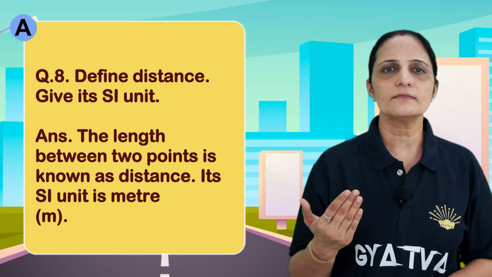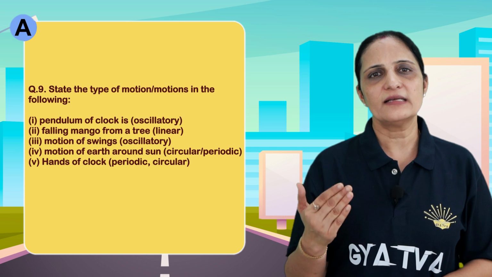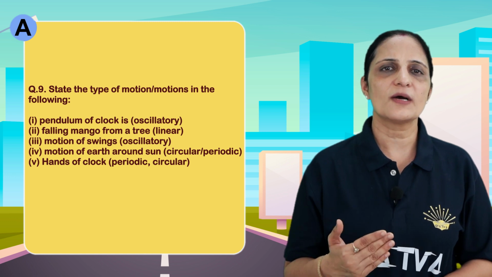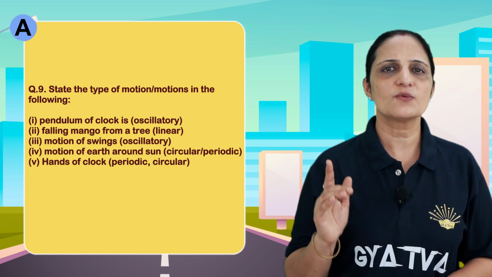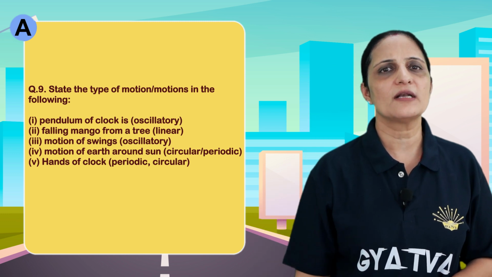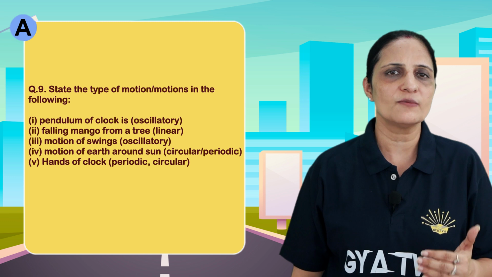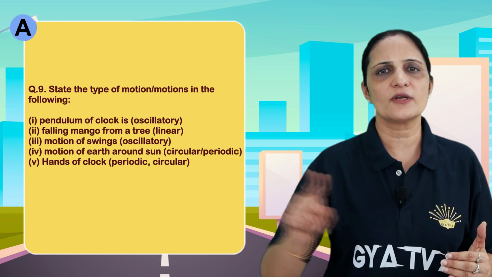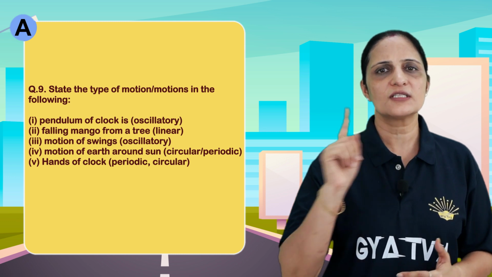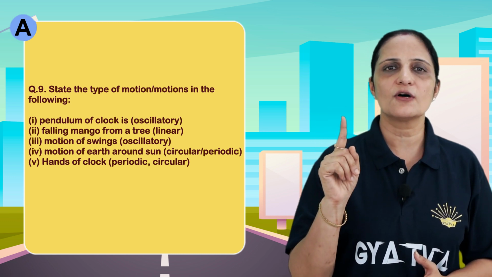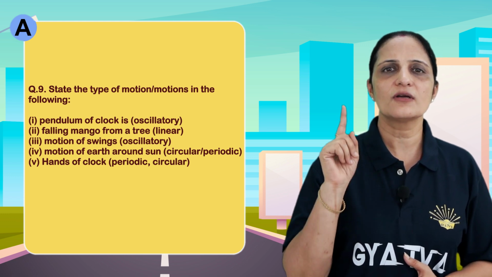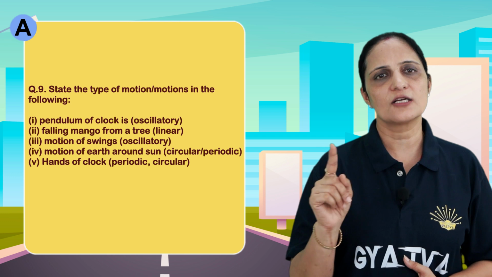Question number 9, state the type of motion or the motions which are depicted by the following. First part, pendulum of a clock. So it is what? It is oscillatory. Falling mango from a tree, it is coming down in the straight line, so it is a linear motion. Motion of swings, it is oscillatory, to and fro motion. Motion of earth around the sun, it is periodic because it is coming down after a fixed interval of time. Hands of a clock, it is periodic as well as circular.